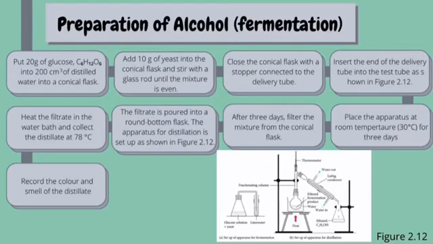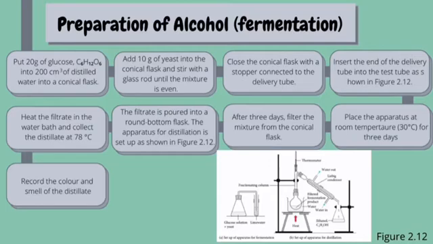So the first step in order to prepare alcohol: put 20 grams of glucose into 200 cm³ of distilled water in a conical flask. Number 2 is add 10 grams of yeast into the conical flask and stir with a glass rod until the mixture is even. Number 3 is, after that, close the conical flask with a stopper connected to the delivery tube. Then, insert the end of the delivery tube into the test tube as shown in figure 2.12.